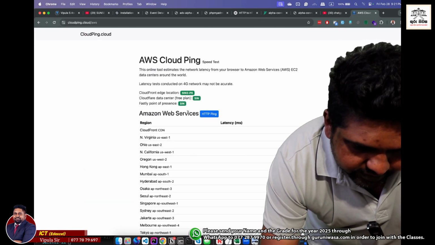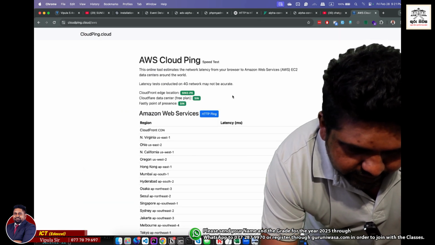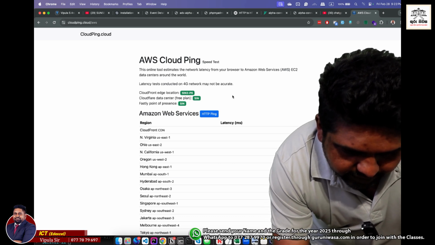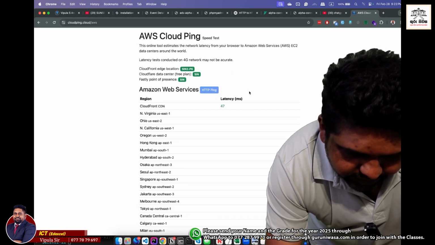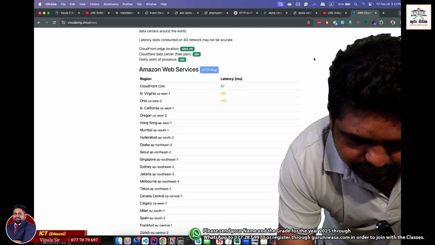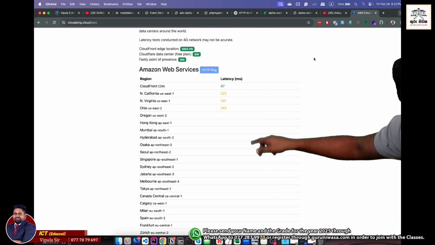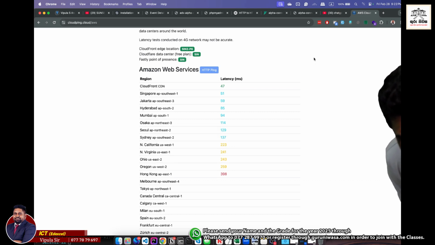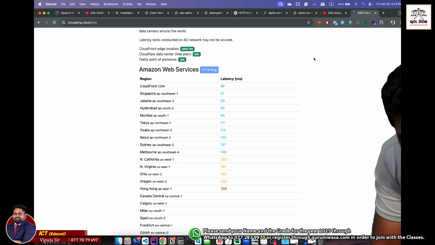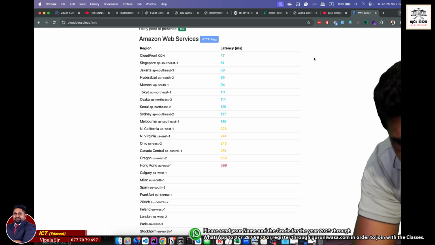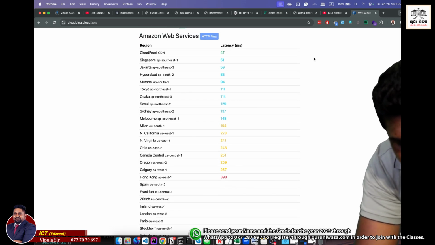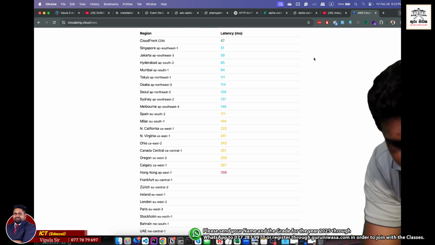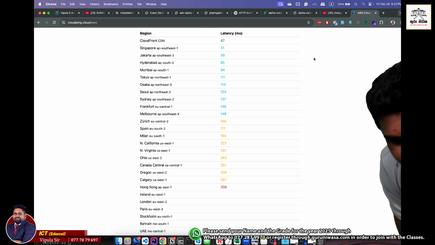So there is a site called AWS Cloud Ping. When I do a ping, you can see it shows you a set of numbers. These are all latencies of getting access to one of their servers.